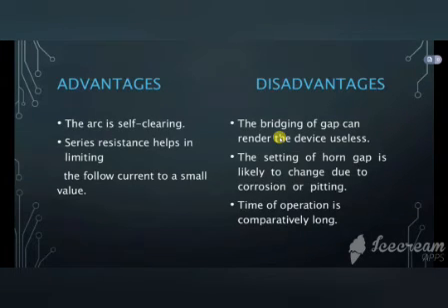The advantages of horn gap arrestor is the arc is self-clearing. Series resistance helps in limiting the flow of current to a small value. And the drawbacks of the horn gap arrestor are the bridging of gap can render the device useless. The setting of horn gap is likely to change due to corrosion or pitting. Time of operation is comparatively long for the horn gap arrestor. These are the drawbacks of the horn gap arrestor.